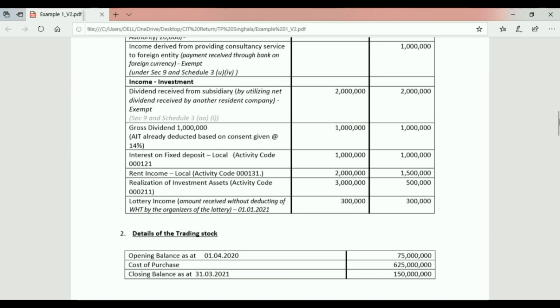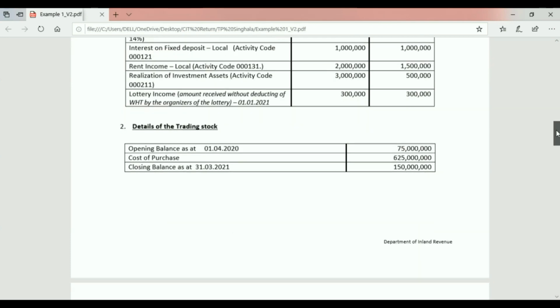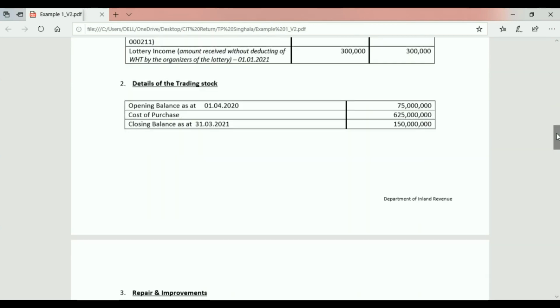Okay. Now, the second point is we are providing the details for trading stocks, right? The opening stock balance, during the period, cost of purchases, and closing balances. Actually, this is more or less similar to the cost of sales, right? But when we are doing the final calculation for cost of sales as per LKAS 2, then we have to decide the value of the closing stocks by comparing the cost and the net realizable value.